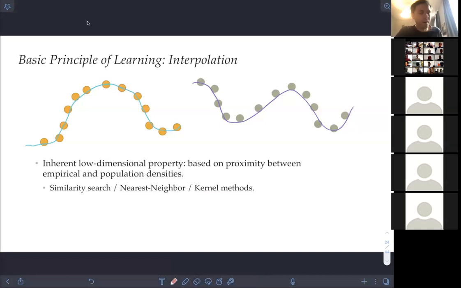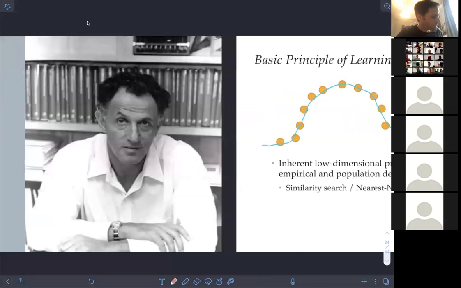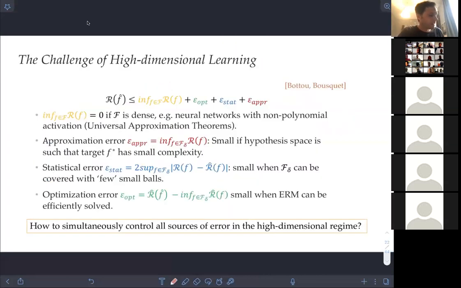There's one thing, and maybe the question was in that direction, that I forgot to mention that is actually important. If we look at this decomposition of error, there's one key hyperparameter, which is delta, right? The learner can choose delta. And maybe the question was: how does delta depend on dimension?